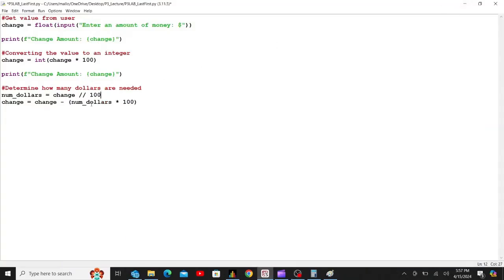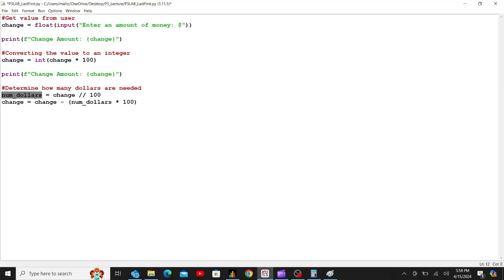All right. So after we determine the number of dollars that we need to make our amount of change, we need to subtract those dollars from the total amount of change owed. Because if we owed them $3.99, but now we've taken care of the $3, well, we need to remove the $3 from the rest of the money that we owe them, right? Now we only owe them 99 cents.